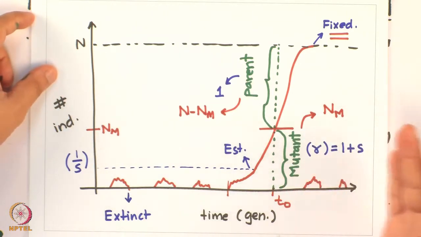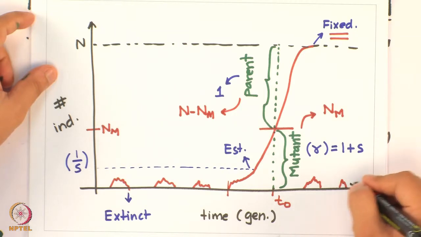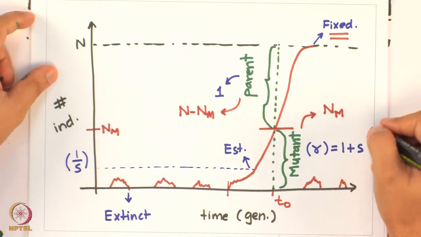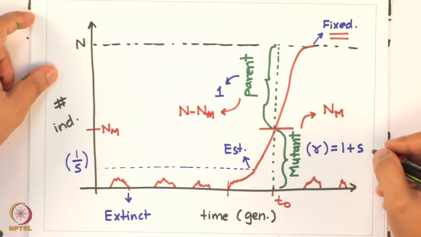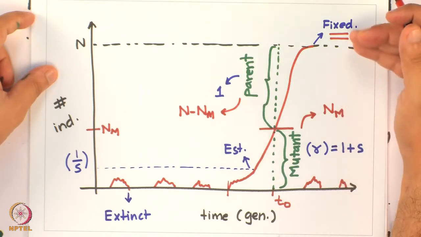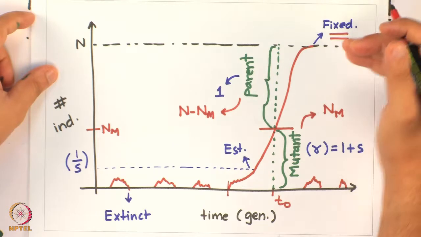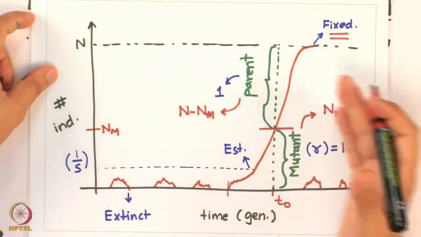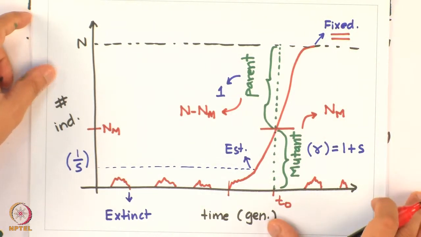And of course, as we progress further in time, eventually another mutation will happen which will become established in the population, and then its numbers will grow and it will become fixed as well, and that keeps on happening as I keep moving forward in time in this representation.